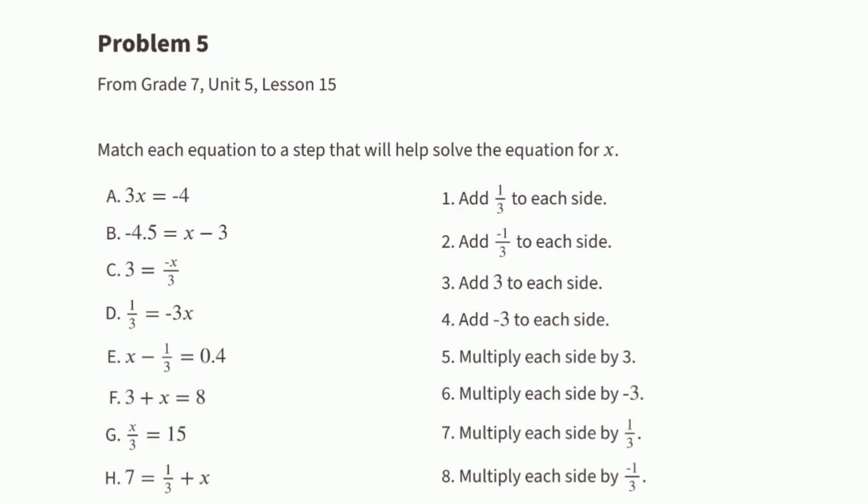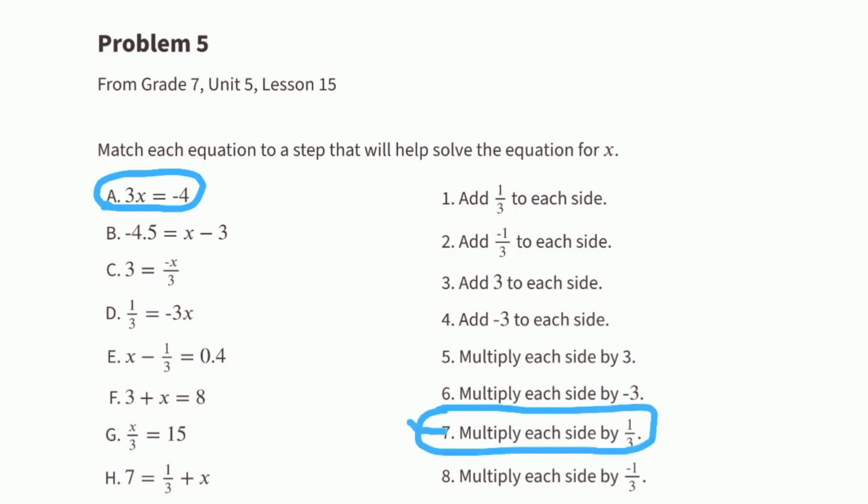Problem number 5. From 7th grade, Unit 5, Lesson 15. Match each equation to a step that will help solve the equation for x. For equation A, we need to divide both sides by 3 to make 1x. And that's the same thing as multiplying both sides by 1/3.